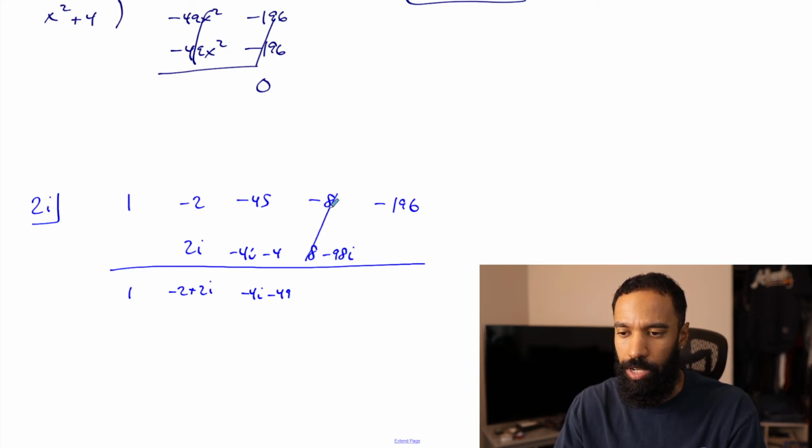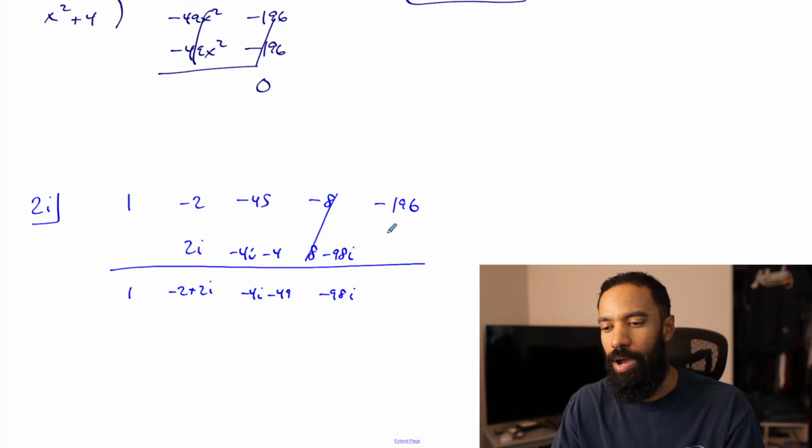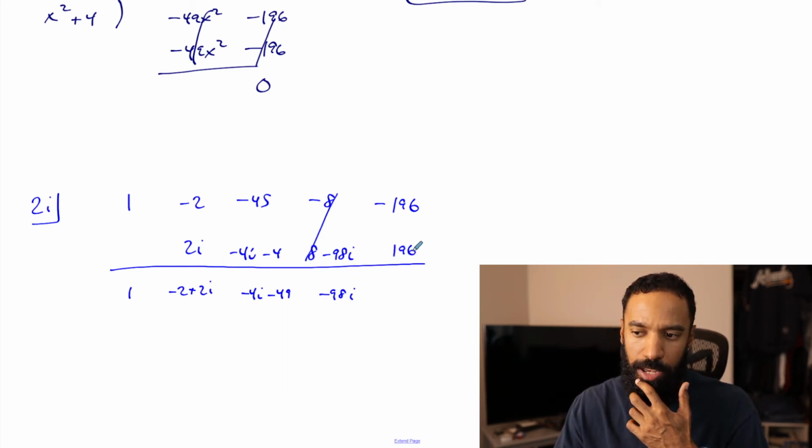Add those. Those are gone with each other. You get negative 98i. Times 2i is negative 196i squared, which is positive 196. Add those, you get 0. And we have that right there.